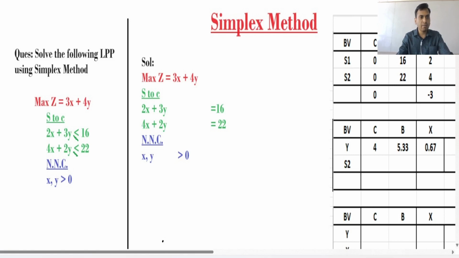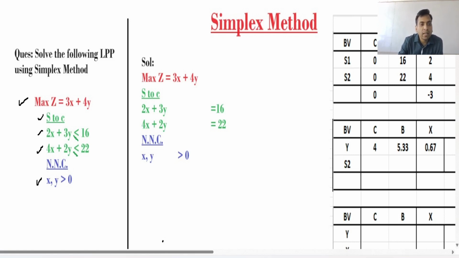In this case, we have a maximum objective function: maximize z is equal to 3x plus 4y, subject to constraints: first is 2x plus 3y is less than or equal to 16, and second is 4x plus 2y is less than or equal to 22, and non-negative constraints are x and y. So now we need to solve this problem with simplex method.